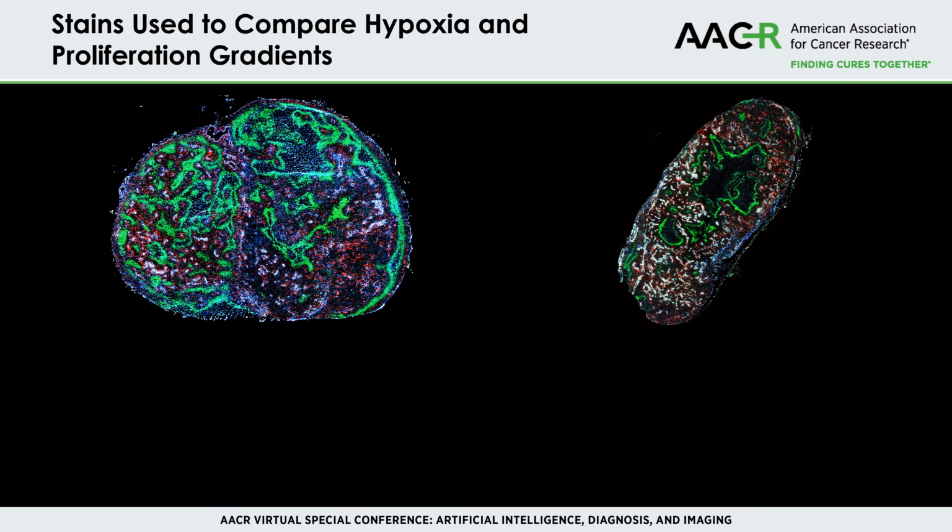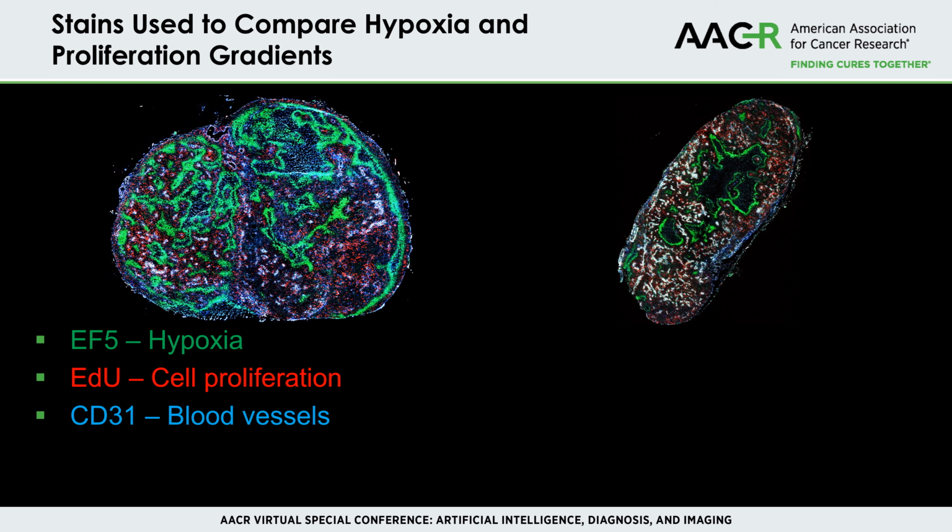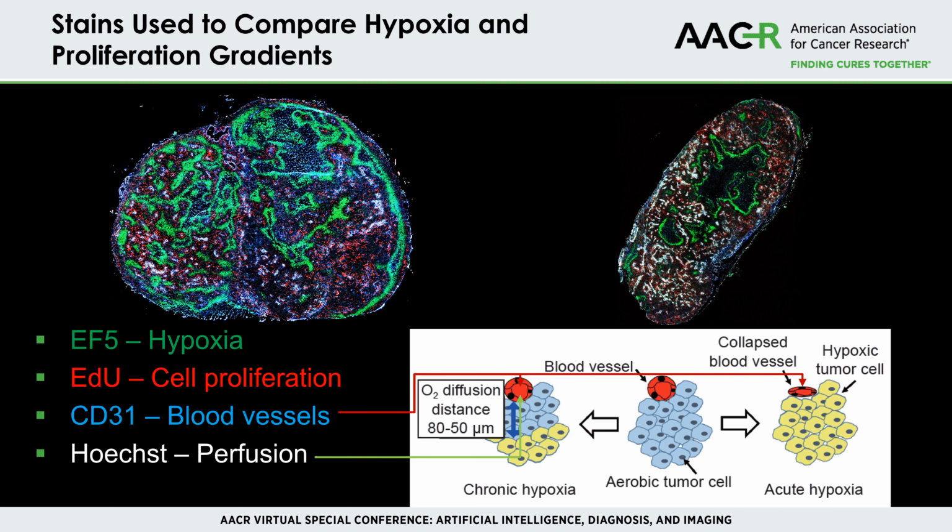In order to image hypoxia and proliferation gradients, several immunohistochemical markers are used. We can use EF5, which is a marker of hypoxia, EdU, a marker of proliferation, CD31, a marker of vasculature, and Hoechst, which has been used as a marker of perfusion. Hoechst, in conjunction with CD31, can be used to delineate between chronic and acute hypoxia.